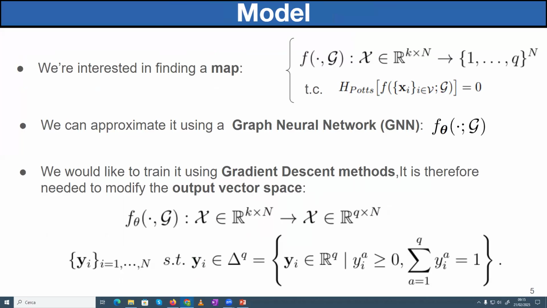Of course, we would like to train it using the gradient descent method, and for this reason, we need to modify the output vector space from the configuration vector space that is categorical to a probability vector space. What I mean is we can assign to each node a probability vector such that the ith entry of the vector can be interpreted as the probability of assigning the ith color to the node.